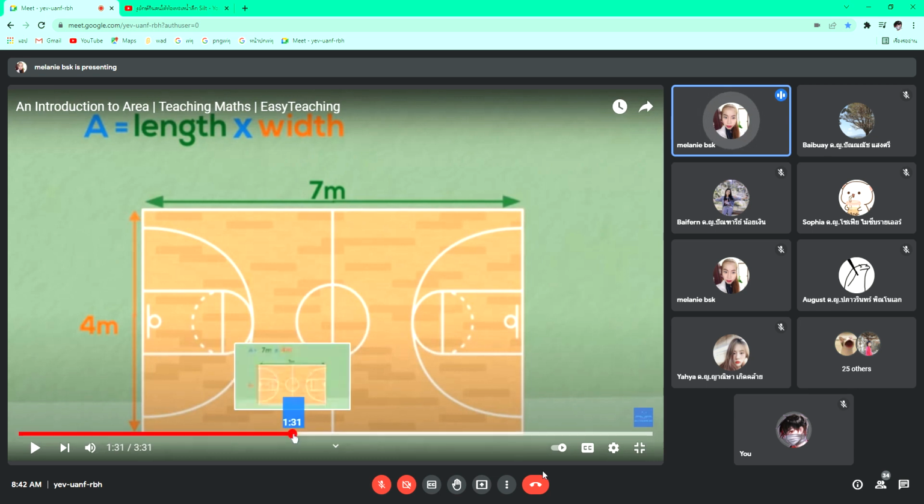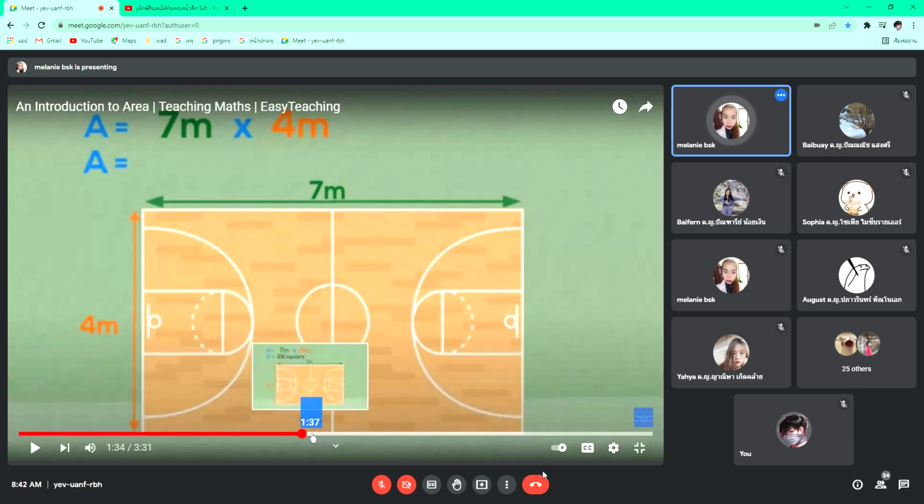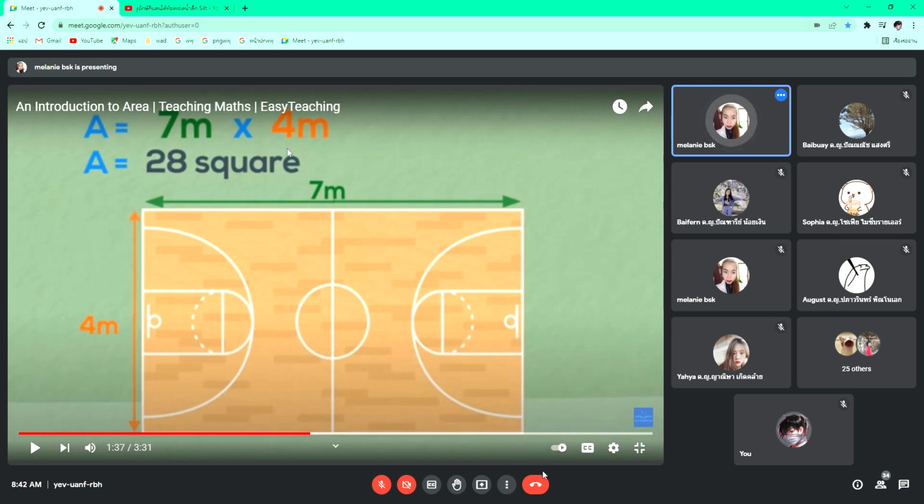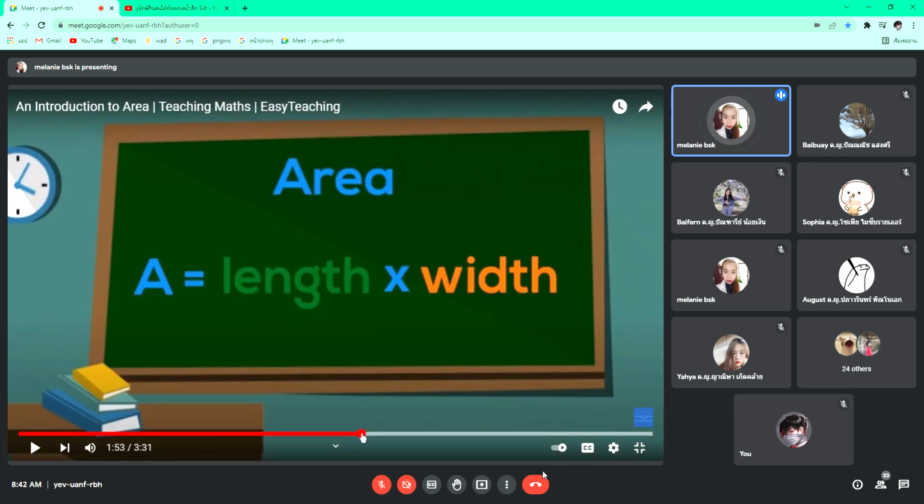So how many square meters should it be in this one, children? We have 7 times 4 meters. 7 meters times 4 meters is 28 square meters. In getting the area, we're going to get the length of the shape and then the width. So we're going to have length multiplied by width. That is the area of an object.